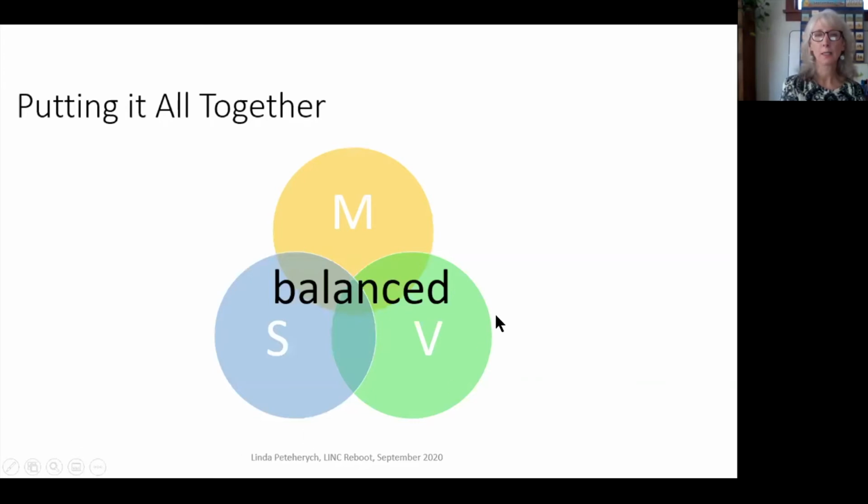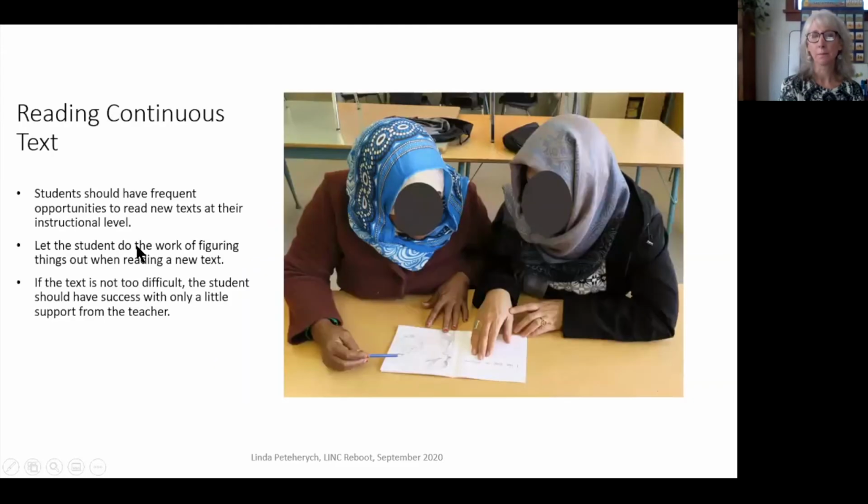So putting it all together, some of the activities we work on will involve skill building for meaning, structure, or visual information, but there will also be activities in which all of these three come together in a balanced way. So reading continuous text is obviously one of those. Students should have frequent opportunities to read new texts at their instructional level.